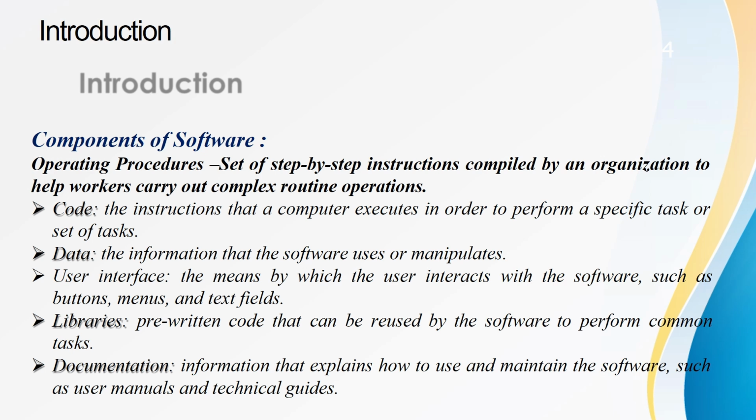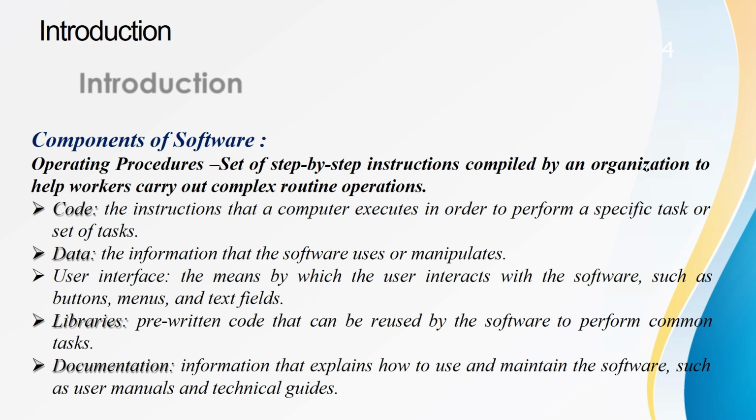So, what are the components we need to execute software? First of all, we need code. What do you mean by code? It means the instructions that a computer executes to perform a specific task, or a set of tasks. The next is data. Software has to manipulate or use data, so to execute a software product, we need data.